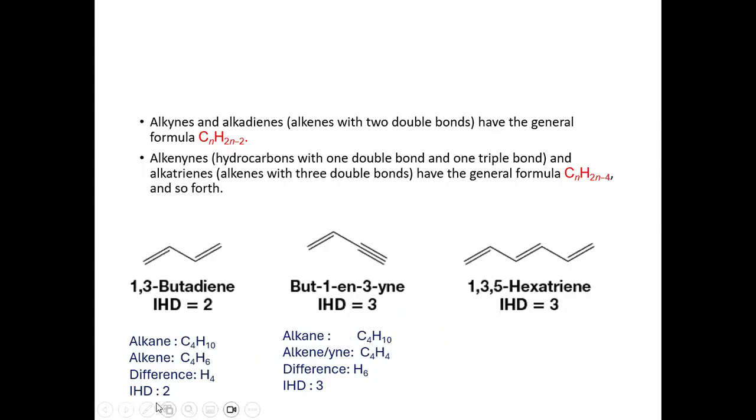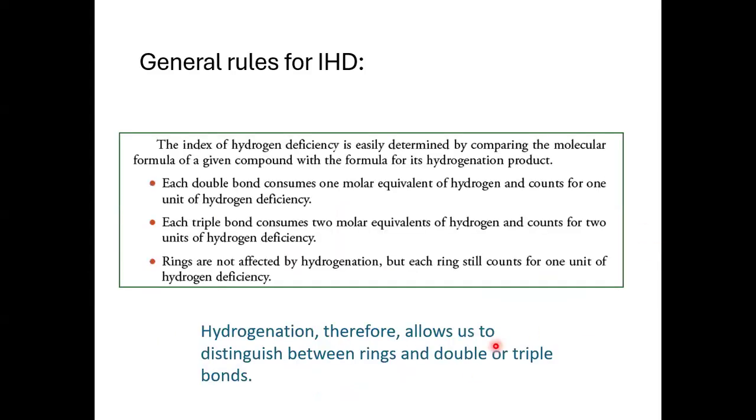So how do you see that? Since you only have 4 carbon atoms, you expect that you have a double bond and then a triple bond here. You can calculate also for this. As a general rule, the index of hydrogen deficiency is easily determined by comparing the molecular formula of a given compound with the formula for its hydrogenation product.